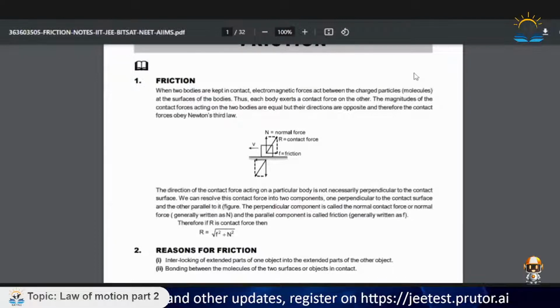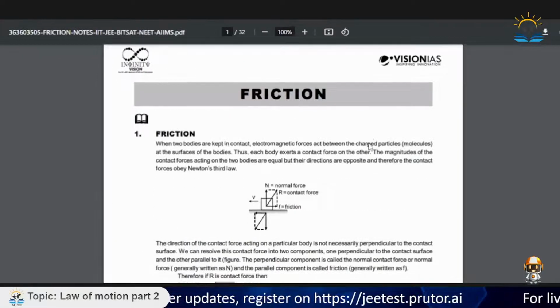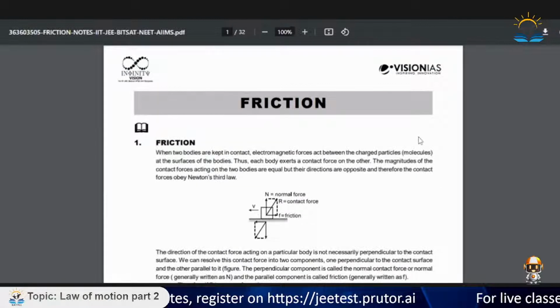Hello everyone. Today's topic is friction. Now, friction is Newton's laws of motion part 2.